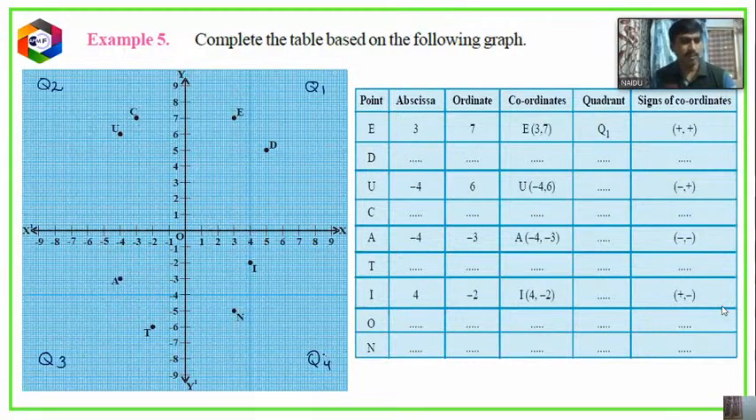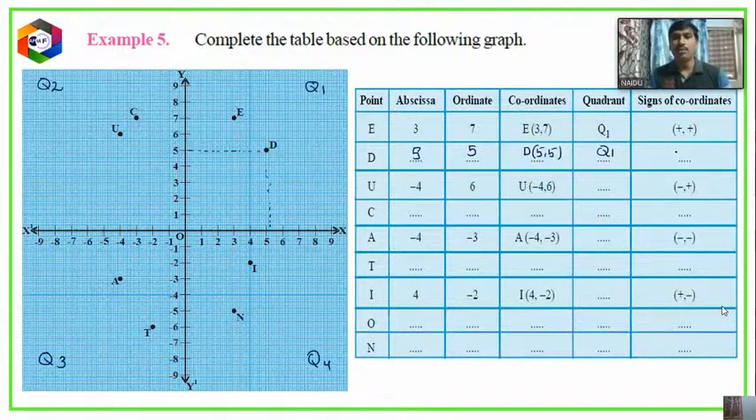Yes. Observe carefully. Now, all these points. Let us take D. Where is D? If you observe, it is in Q1. Along the x direction, how many units distance? Sorry, 5 units. And along the y direction, it is how many units? This is 5 units. So abscissa is 5 and ordinate is also 5. So the point D can be denoted D of (5, 5). It lies in the quadrant Q1. Since both are positive, we will write it as plus comma plus. So we are writing only the signs.